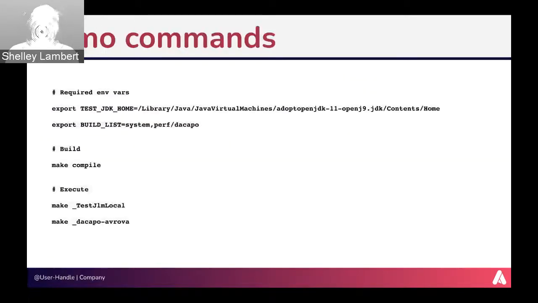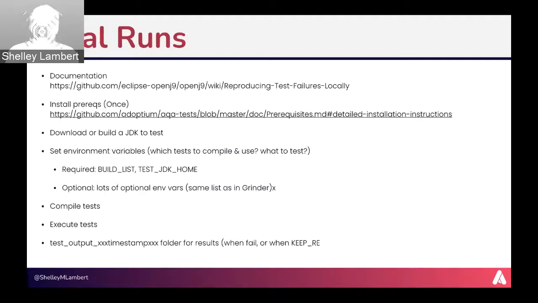Oops. Let me just go back. The overview of what I'm going to show you. There's documentation that's very helpful in OpenJ9 called Reproducing Failures Locally. You have to install test prereqs one time, once only on your machine, and if you hit problems, there are some detailed installation instructions at that link. Then you have to either download a JDK to test or build it locally to test, but something that you're going to test.